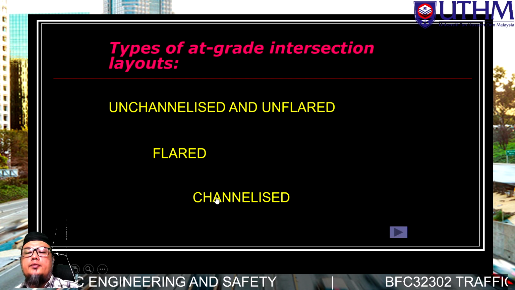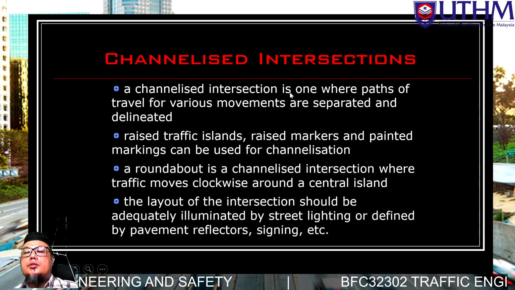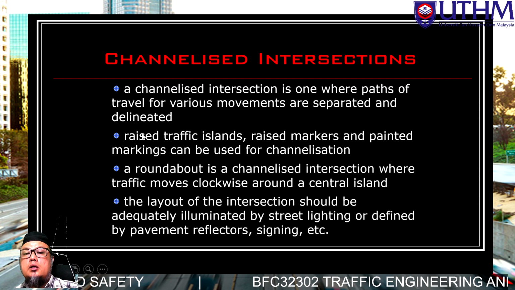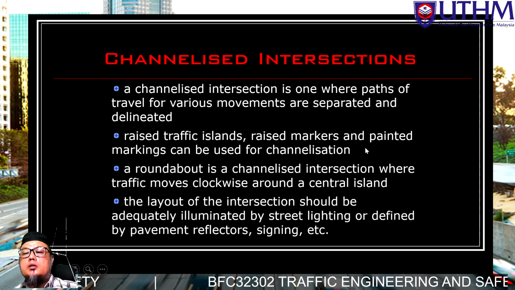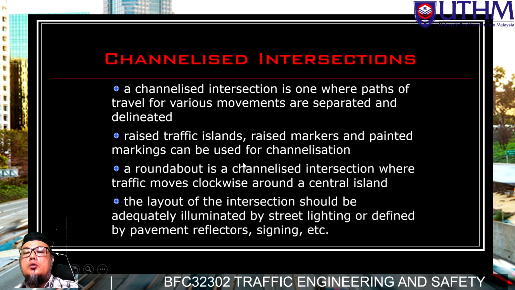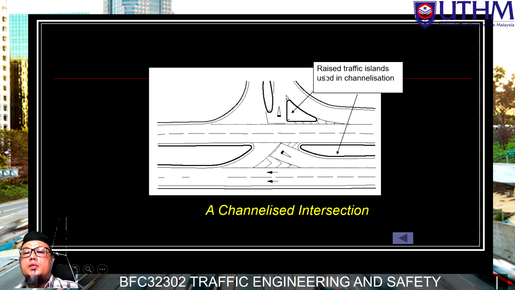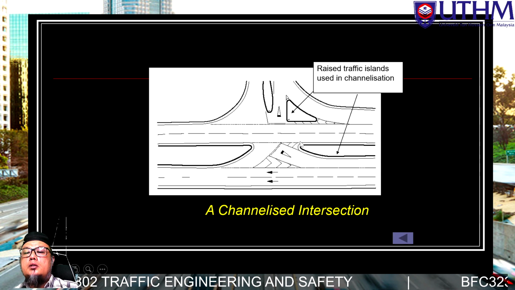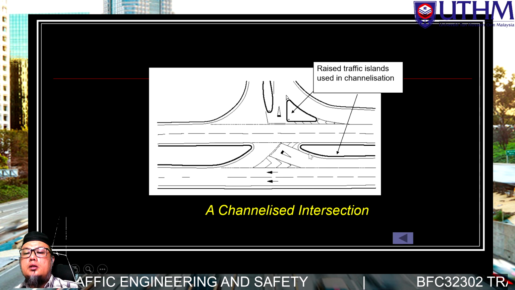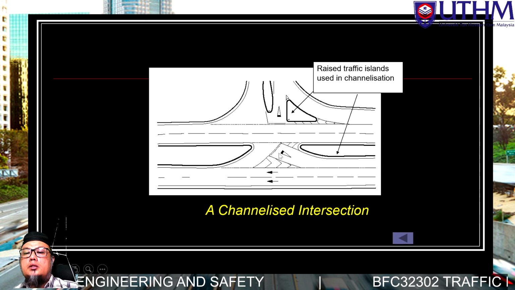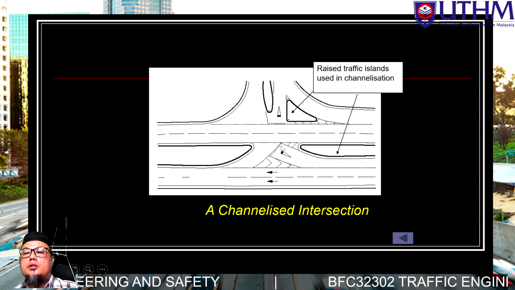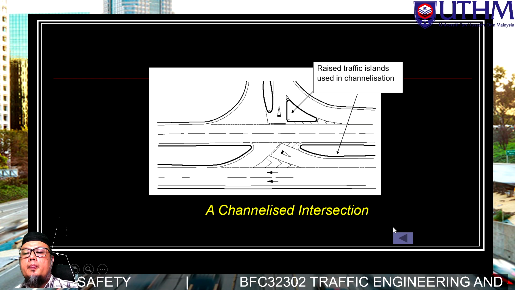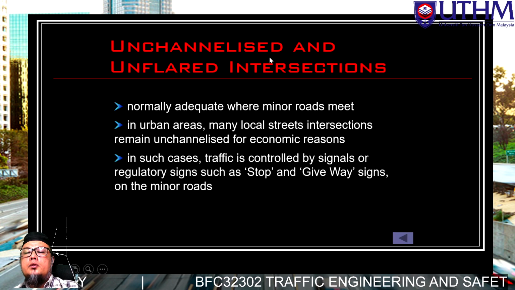Okay, next we have the category of channelized. A channelized intersection is one where the paths of the various movements are separated and delineated. Raised traffic islands, raised markers, or raised or painted markings can be used for channelization. It is like this. It has a physical island here and also a physical island here, and they also have a dedicated channelized lane. This is what we call a channelized intersection. This one also has an extra channelized lane.